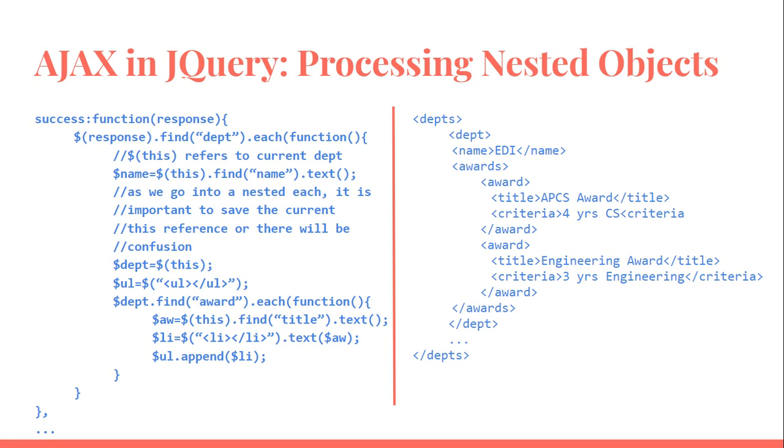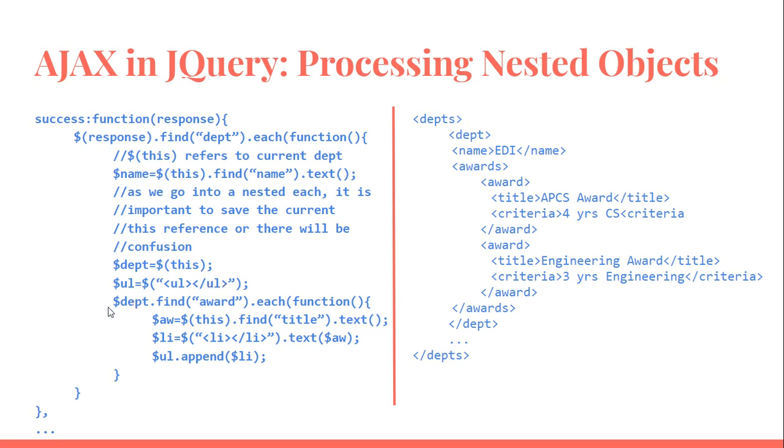So what I need to do is temporarily store the department that I'm on, because that next each function is also going to have a this reference, and that's going to be confusing. So I'm going to take this and store it in a department variable in case I need a reference to that big object later on. And I'm going to create an unordered list node.